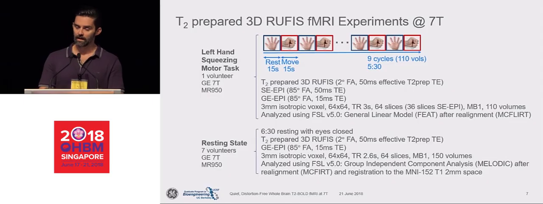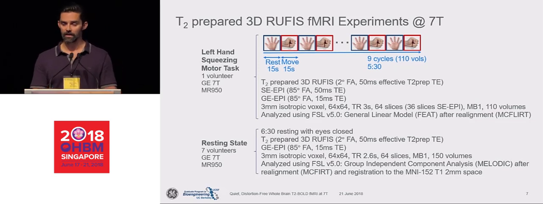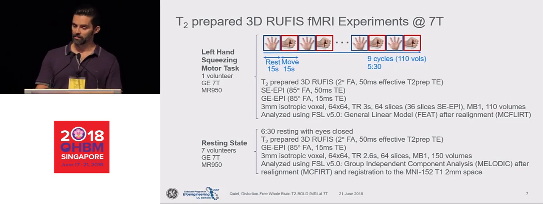For the resting state scans, we performed those on 7 volunteers with eyes closed. Again, for the 3D RUFIS and the gradient echo EPI acquisitions. They were TR matched at 2.6 seconds and spatially matched at 3 millimeter isotropic whole brain coverage. We analyzed the data using FSL to do group ICA and register them to the MNI space.